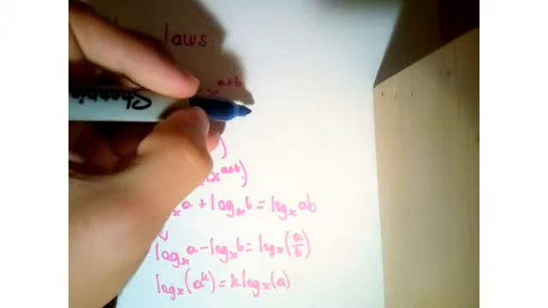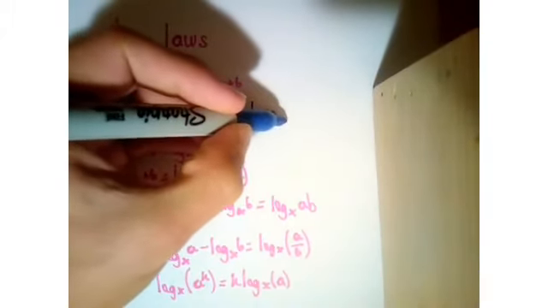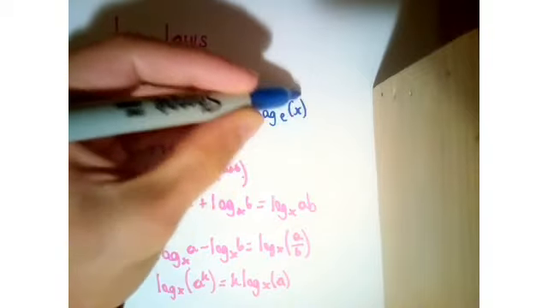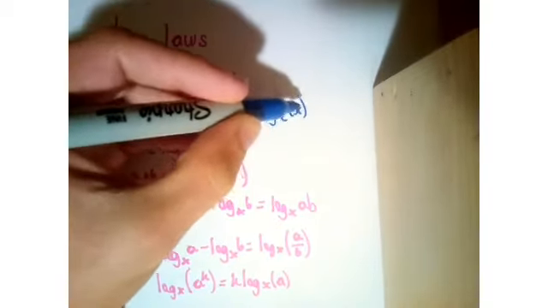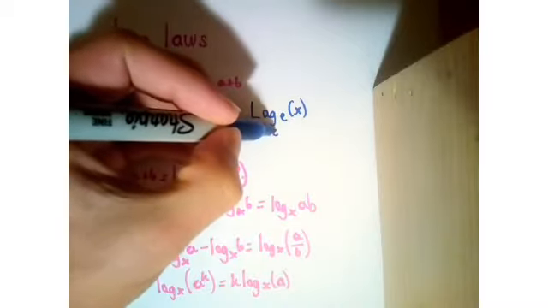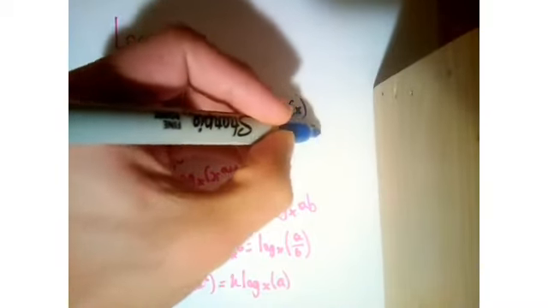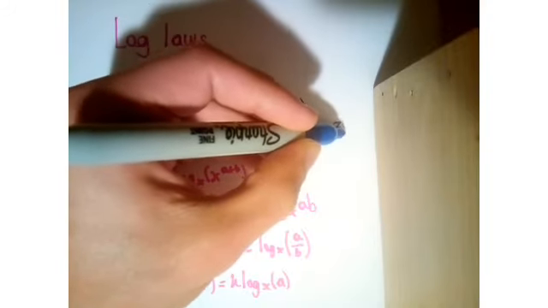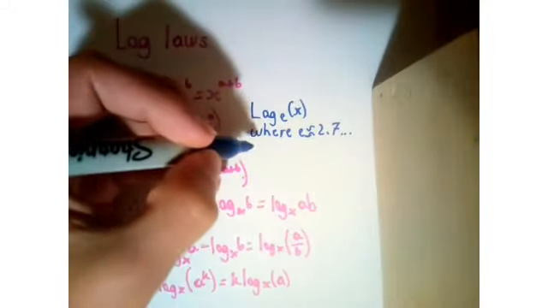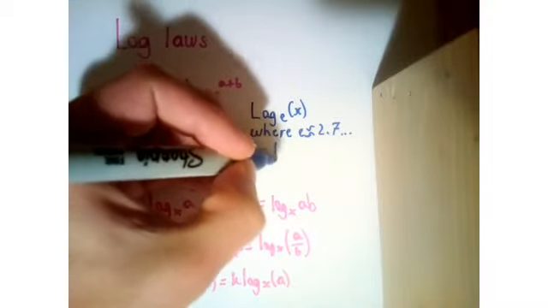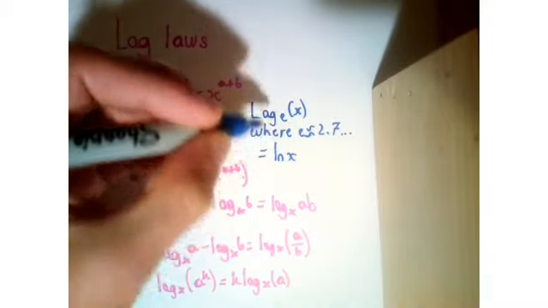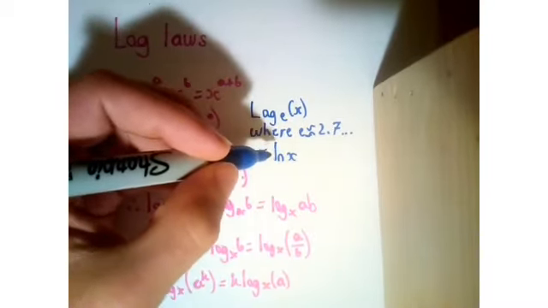And finally, you might see ln. All that means is we read it as natural log, and this is basically log base e, where e is Euler's number, which is roughly 2.7. Because that's used a lot in pure maths, like calculus, don't be surprised if you see ln of x.